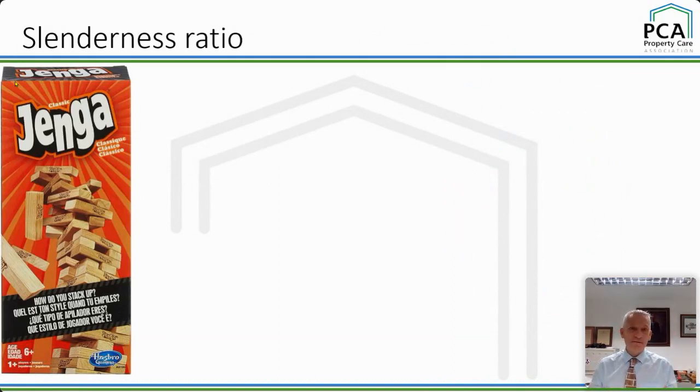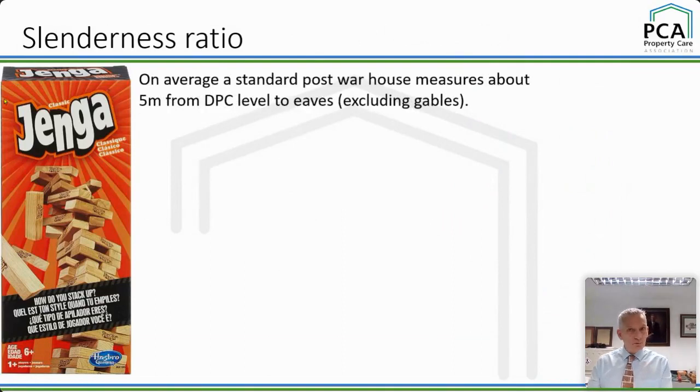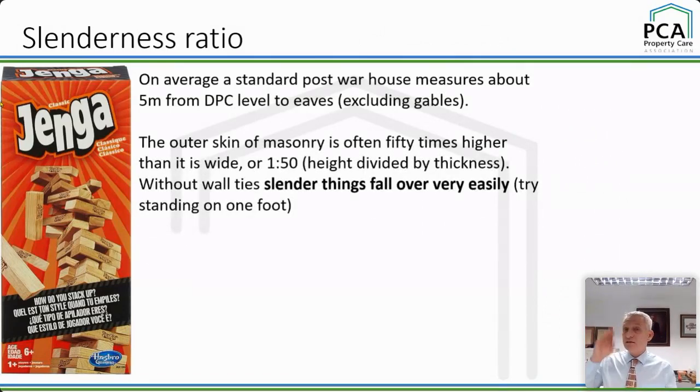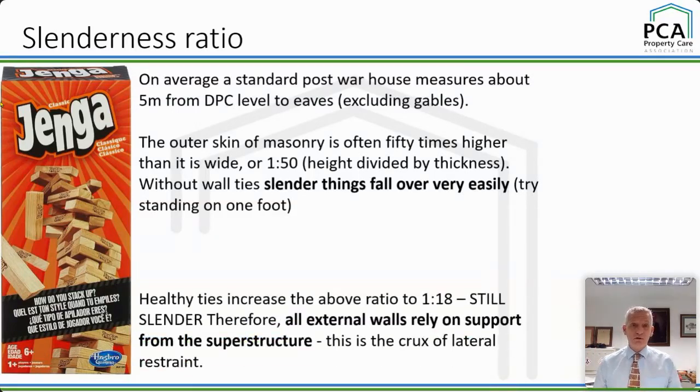It's brilliant, right? So as an example, we've got a 5 metre high wall and the outer leaf is 5 metres, say, from the DPC to the eaves. That's a slenderness ratio of 1 to 50, because it's only 100 mil thick, okay? Now, slender things fall over very easily, okay? So try standing on 1 foot like me. I'm not bad at it for a 61-year-old, but the thing is, stand on 1 foot, you're unstable, all right?